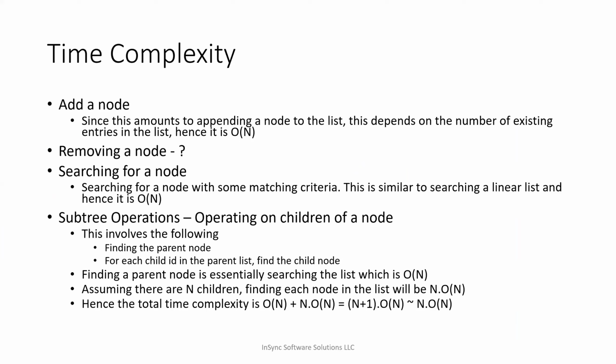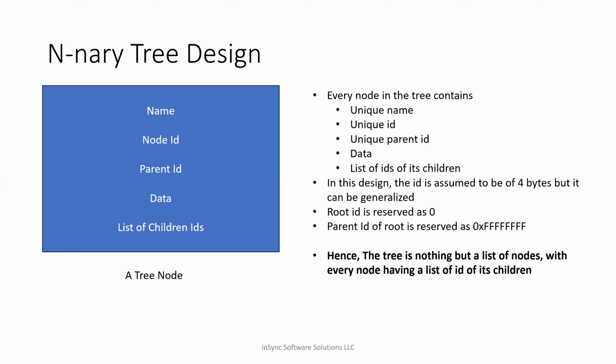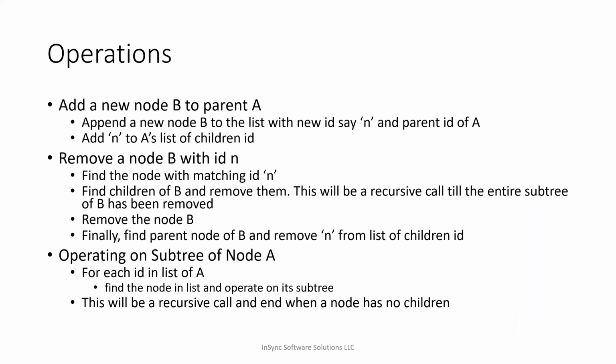Just to recollect, this implementation is nothing but a list of these nodes. Every tree node looks like this, and it has a list of its children IDs. It doesn't have a list of its children nodes, but only the IDs, and then we look up the node based on the ID. So essentially, all the nodes are just an array or a list.